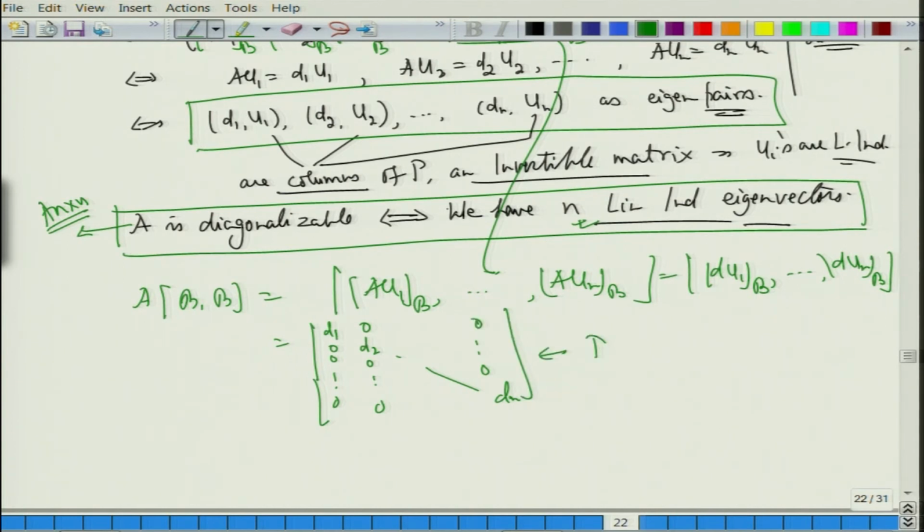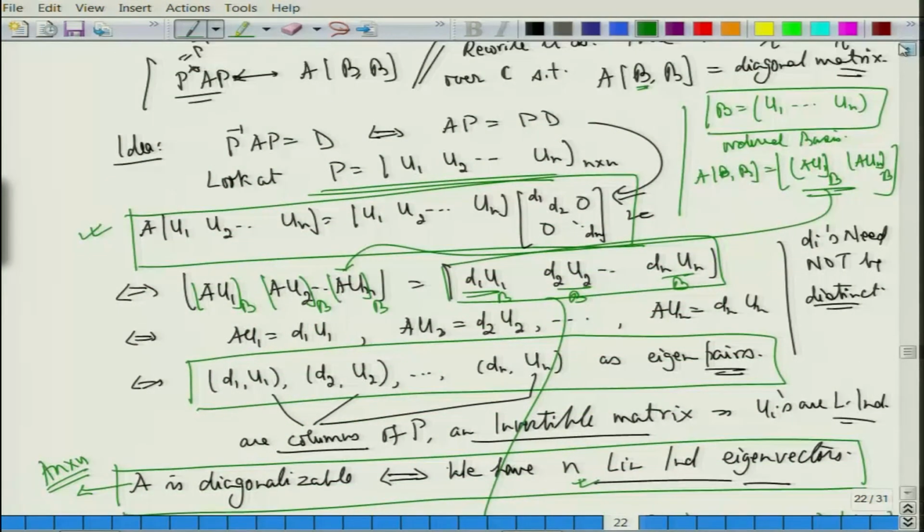So it is a diagonal matrix with entries D1, D2, Dn. Fine. This is what we wanted, that we have a diagonal matrix with diagonal D1, D2, Dn. So what we are learning here is that whenever something is diagonalizable, it means that I have an ordered basis with respect to which the matrix is a diagonal matrix, or we have n linearly independent eigenvectors. So that's important, you have to keep track of things.